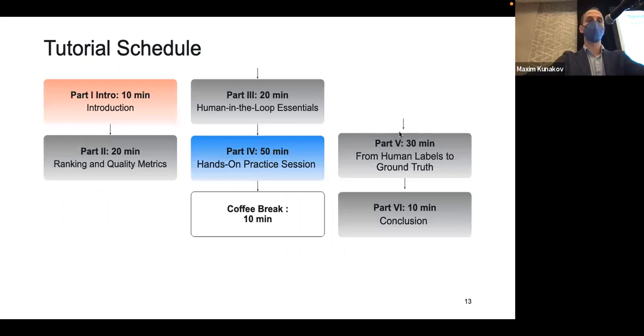Well, the 10 minutes is the introduction I'm going to give you. Then there is a 20 minutes part where I'm going to share with you information about the ranking quality metrics, 20 minutes for human loop and sessionals, and the practice session about 50 minutes. So brace for a fairly long period. But the reason why we have it this way is because during the practice session, we're going to wait for the labeling results, and it's going to be some coffee break. Finally, we'll finalize with how to convert human labels to ground truth and hopefully some useful conclusions.